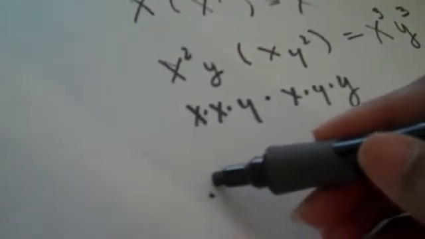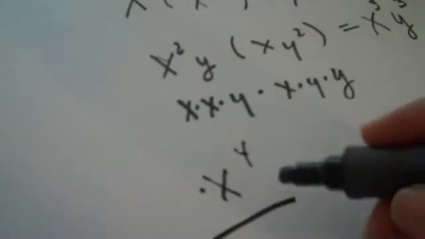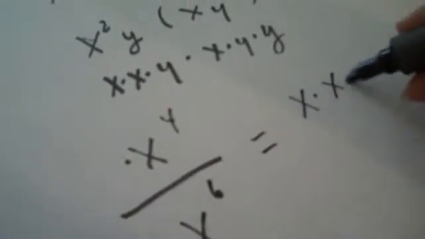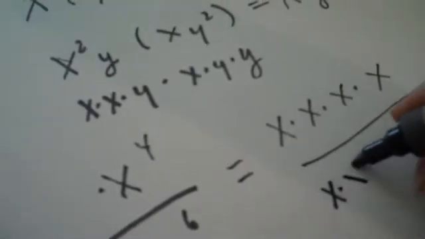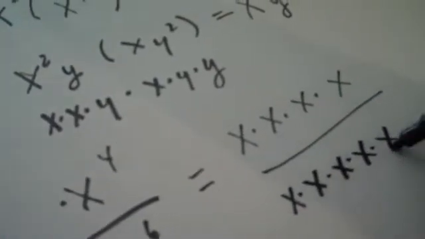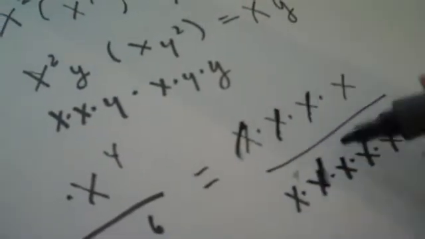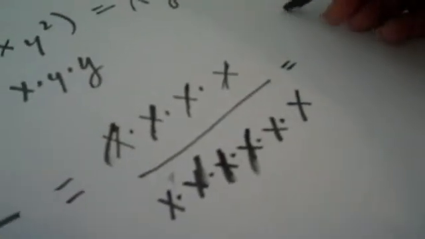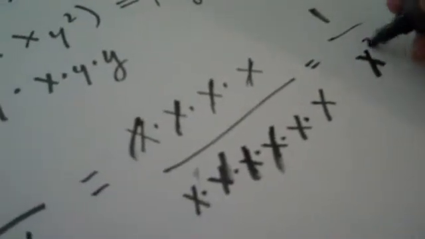Now let's look at what happens when we divide. So if we had x to the fourth over x to the sixth, this would be the same as x times x times x times x, and then at the bottom we'd have x used as a factor 6 times. So let's divide out our common factors. And what do we have left? We have 2 factors of x in the denominator. So our answer would be 1 over x to the second.